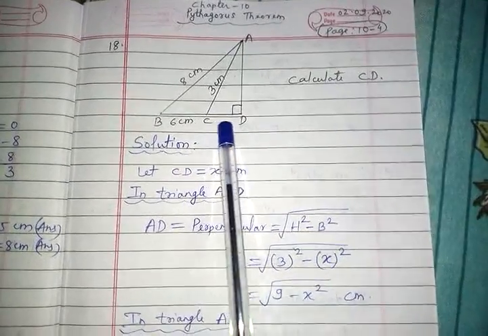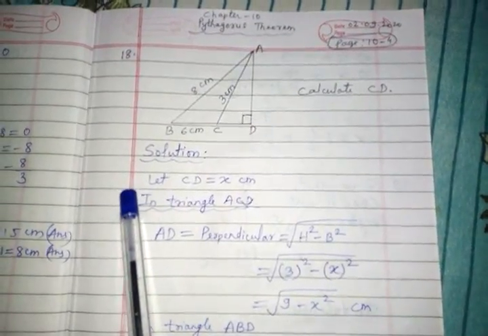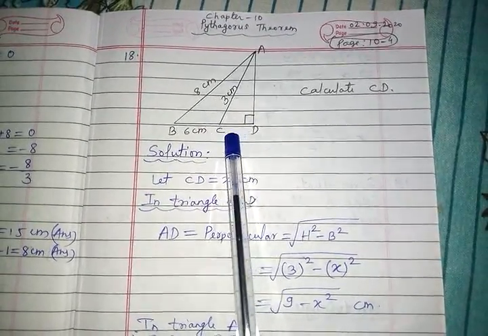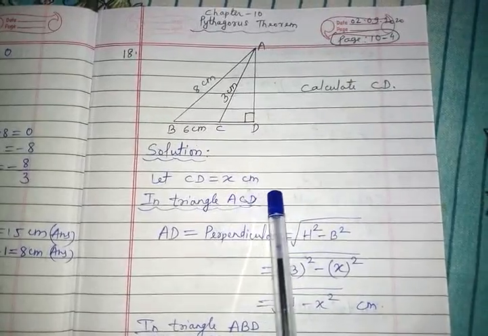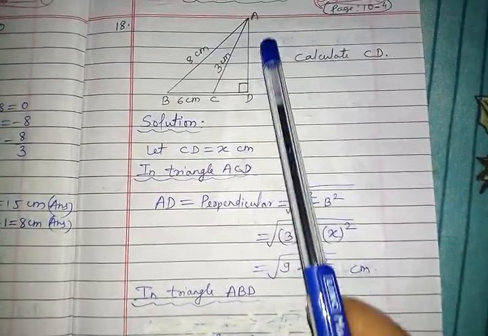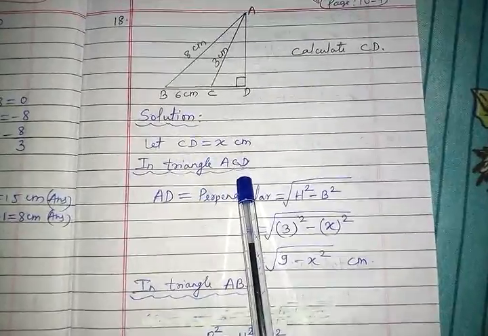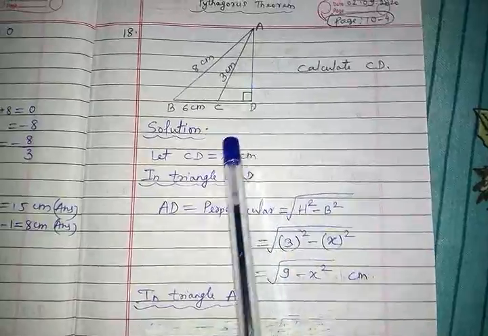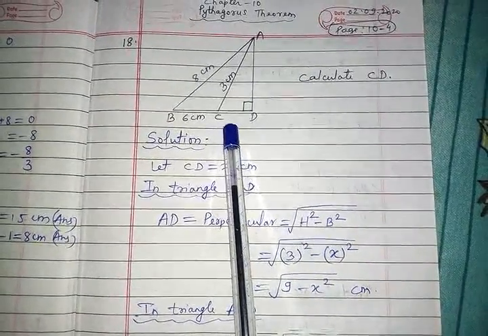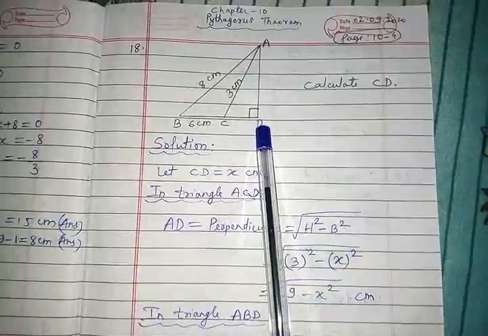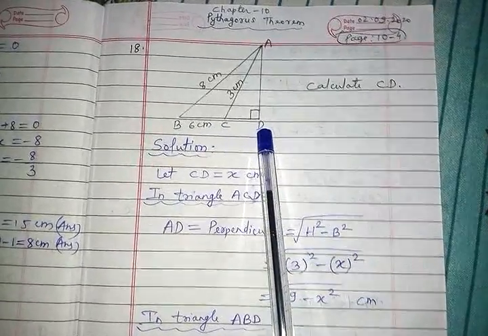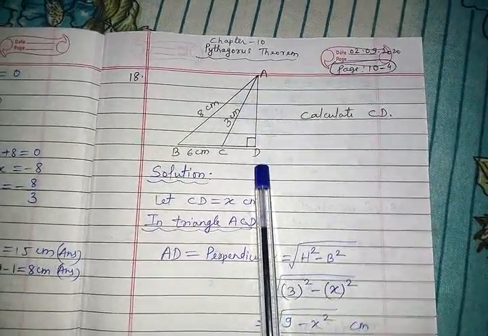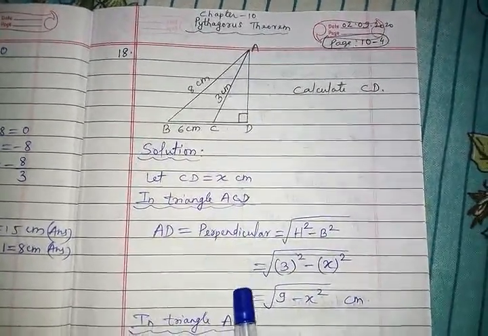So we'll start finding CD now by taking two triangles. So let CD be x centimeter. So let us just imagine that CD is x centimeter, and in triangle ACD, so we will take the smaller triangle ACD, we will find the value of AD, whereas the demand of the question is to find CD, but we will not find CD because it is not possible in one particular case. So now in this first case we will find AD. So this is the technique of the question.